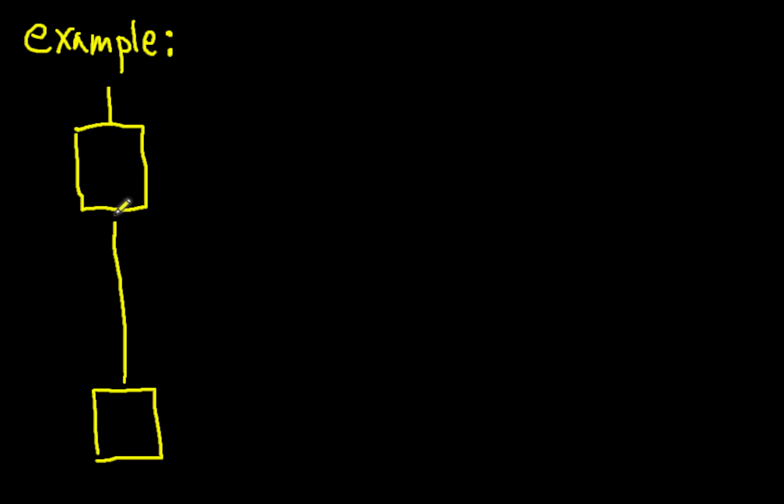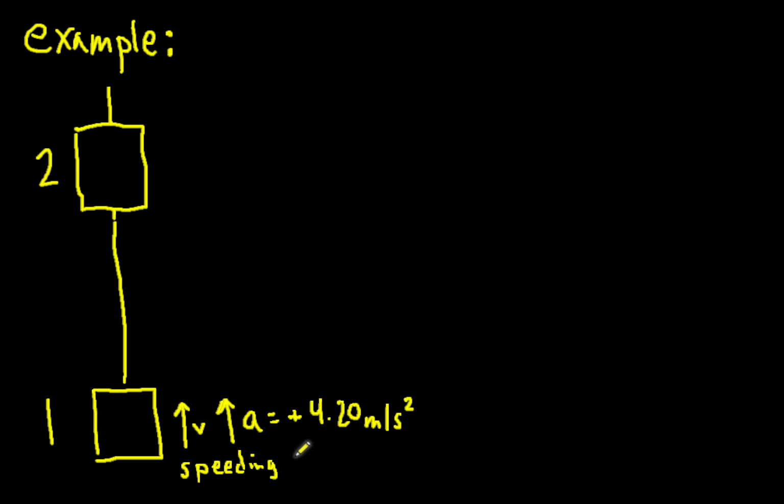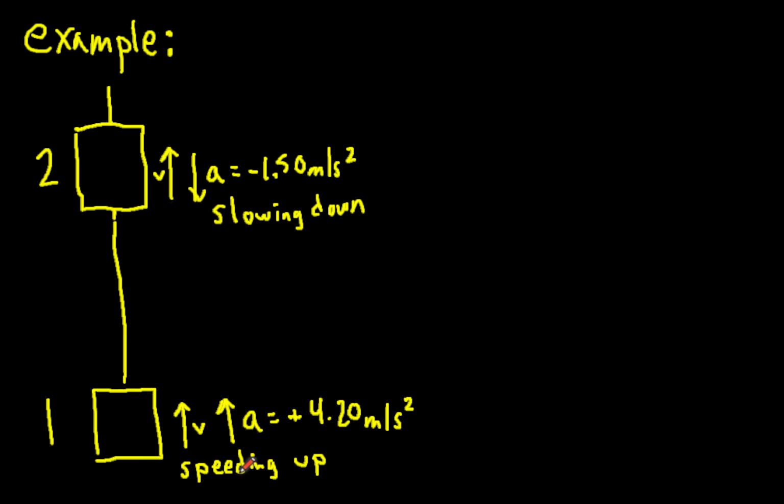In this example, we're going to look at an elevator traveling from floor 1 in a building to floor 2. As the elevator travels upwards, at the start, it has an acceleration that is also upwards. Let's give this acceleration positive 4.2 meters per second squared. Because v and a are both up, we know the elevator is speeding up. At the top, the elevator is still traveling up, but it's slowing down to stop. So the acceleration is negative. Let's use negative 1.50 meters per second squared for our elevator. And it's slowing down because v and a are in opposite directions.